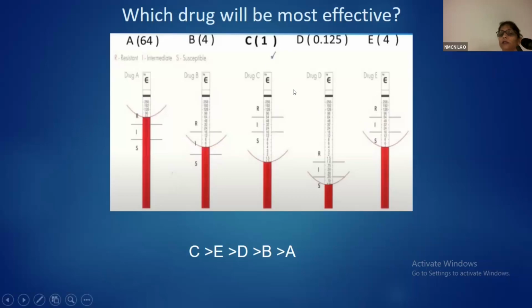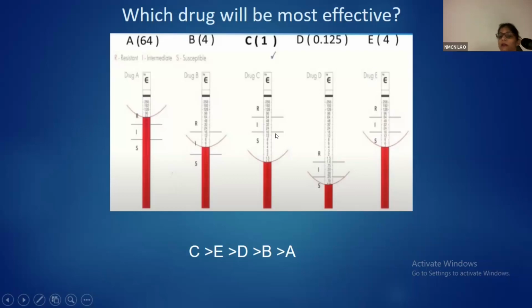Now coming on to the drugs C, D, and E. For all these three drugs, the MICs are lying in the susceptible range, right? It is below the susceptible MIC breakpoint. The MIC breakpoint here in case of drug C is 16, and we are getting an MIC of 1. For the drug D, the MIC breakpoint is 0.25, and we are getting an MIC a bit lesser than that. For drug E, we have susceptible breakpoint at 16, and we are getting around 4.